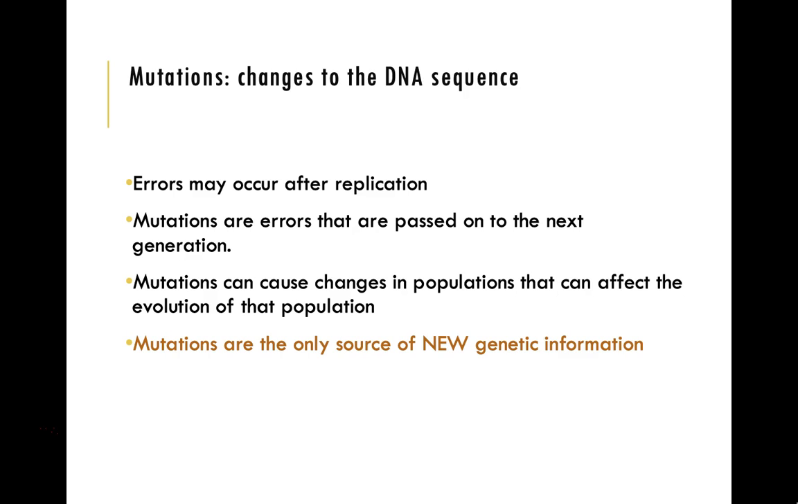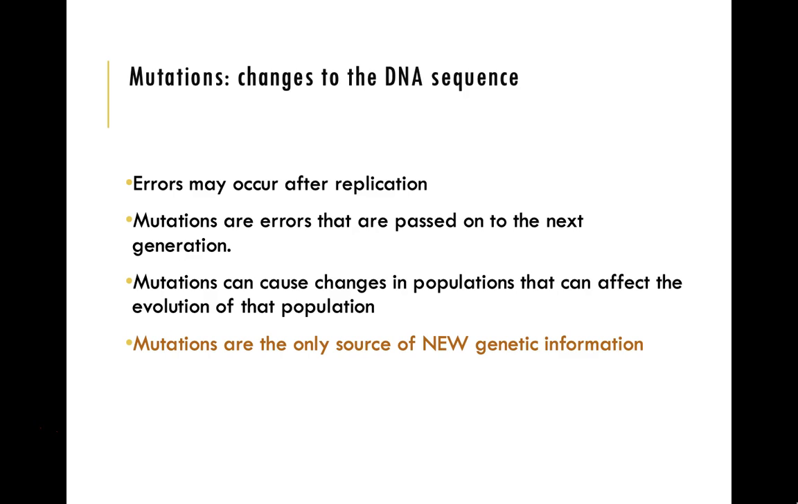So mutations are important because they can allow for new variation that evolution can work on, but they are also important because they're the only source of new genetic information. We talked about genetic variation and meiosis and crossing over and independent assortment and fertilization due to sexual reproduction. Those mechanisms increase genetic variation. They shuffle variation, they move variation around, they produce new combinations, but they don't produce new variation. Mutations are important because they produce new variation.